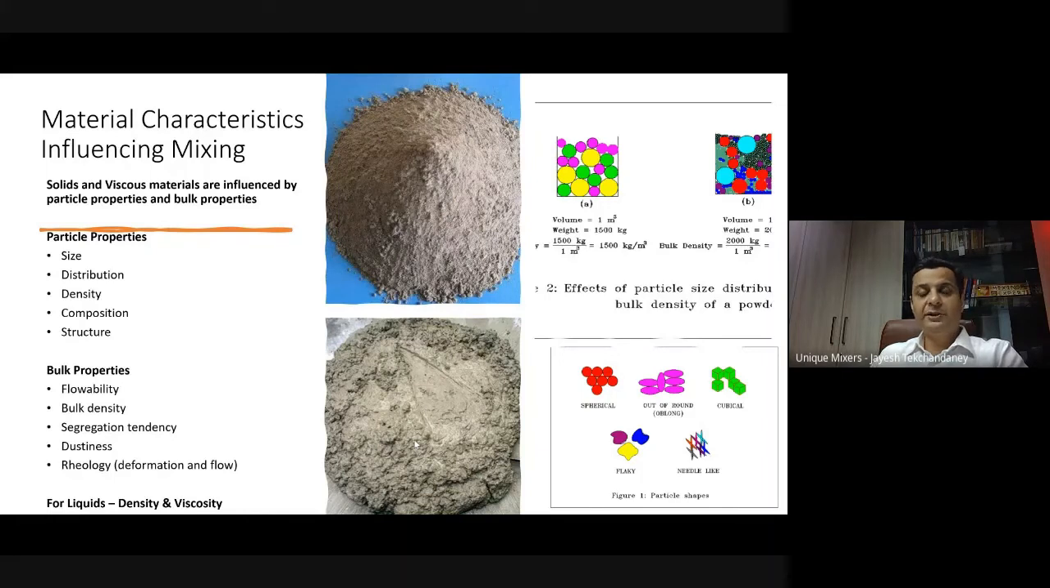When we talk about solids, you talk about the angle of repose. Particle shape. You could have some materials which are spherical in shape, some which are out of round, cubical, flaky, needle-like. So all of these factors need to be accounted for when we are selecting a mixer. And when it comes to liquids, the density and viscosity of the liquid. These are the two primary characteristics of the properties that we look at.